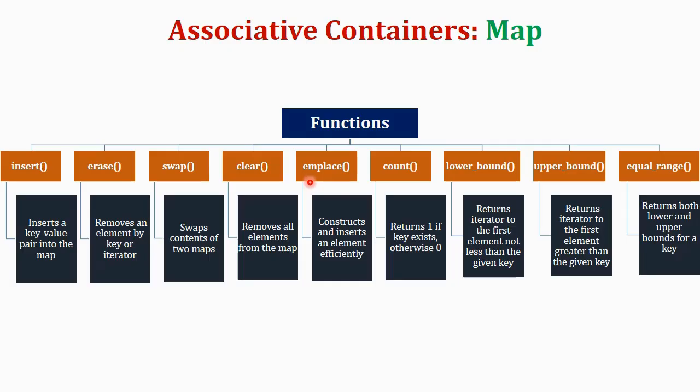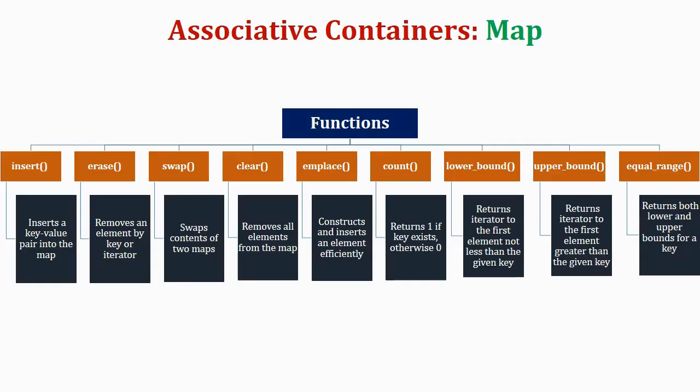And the next one is emplace. It will construct and insert the element efficiently. And the next one is count. It will return 1 if the key exists, otherwise 0. And lower_bound. It will return the iterator to the first element not less than the given key. And the next one is upper_bound. It will return the iterator to the first element greater than the given key. And the next one is equal_range. It will return both lower and upper bound for the key.